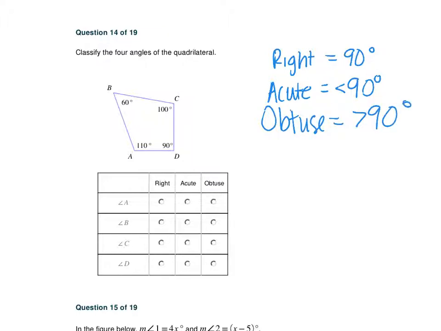So if I look at angle A right here, it looks like it's 110. That's greater than 90 degrees, so that's going to be obtuse. Angle B over here, 60, that's less than 90, so that's going to be an acute angle. Angle C is at 100, that's again bigger than 90, so that's obtuse. And then lastly, angle D is a 90-degree angle, and that's otherwise known as a right angle.